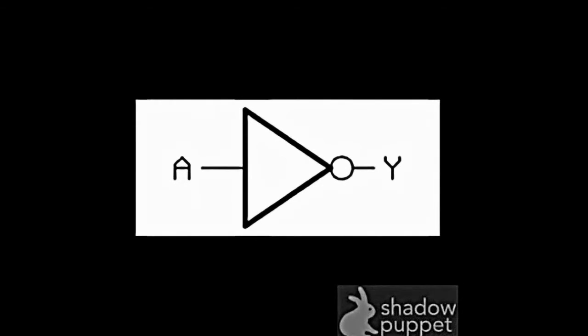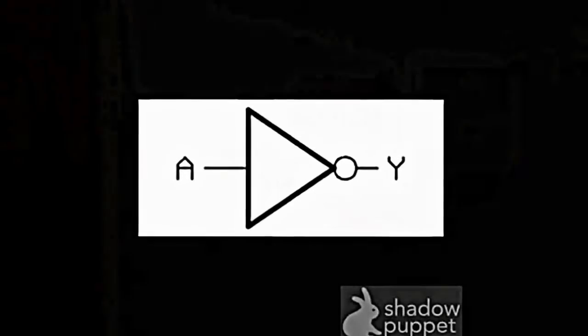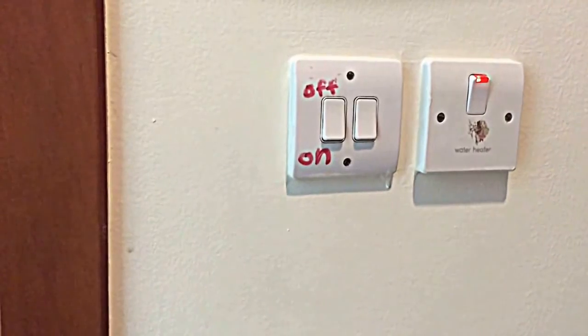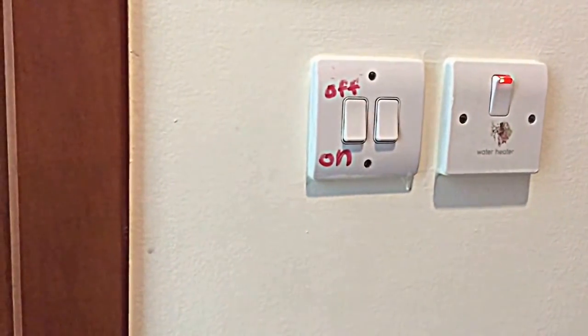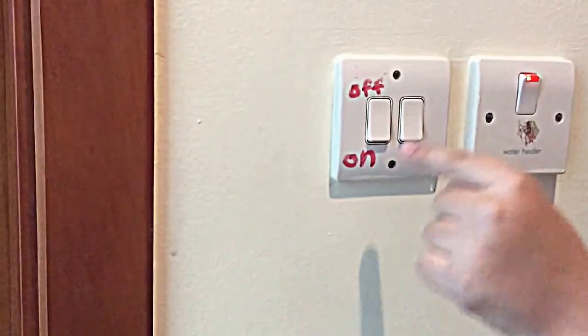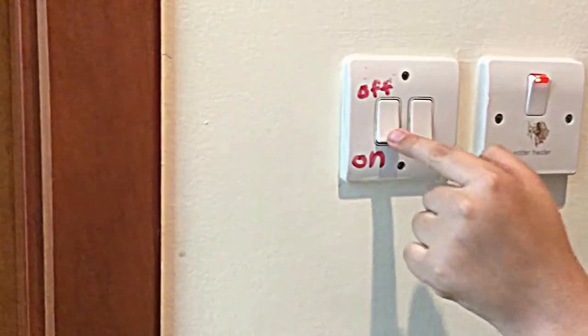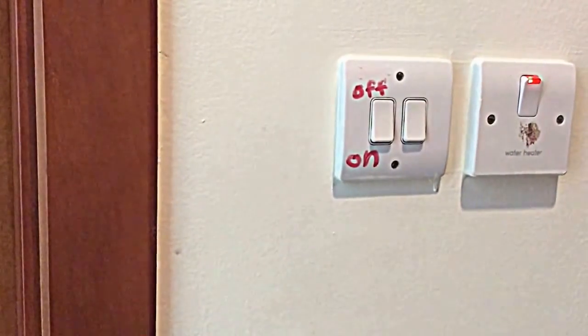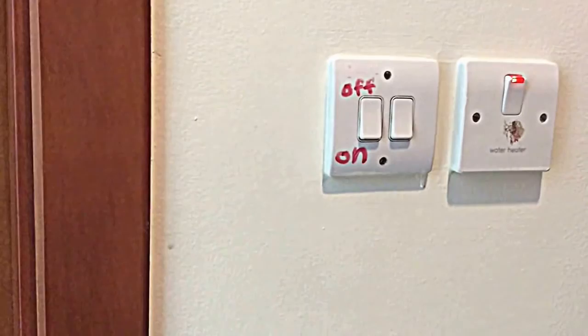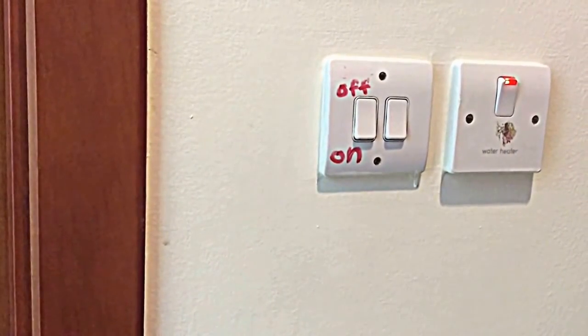Now here's a real life example of NOT logic gates. For example, the switch. If it is off, you can turn it on. If it is on, you can turn it off. As you can see here, we have a switch. So basically, with one switch, you can turn it on or off. This is a demonstration of a NOT logic gate.